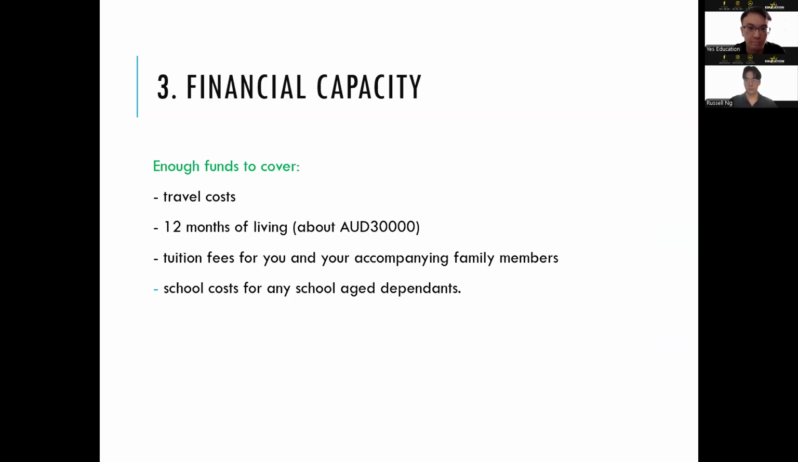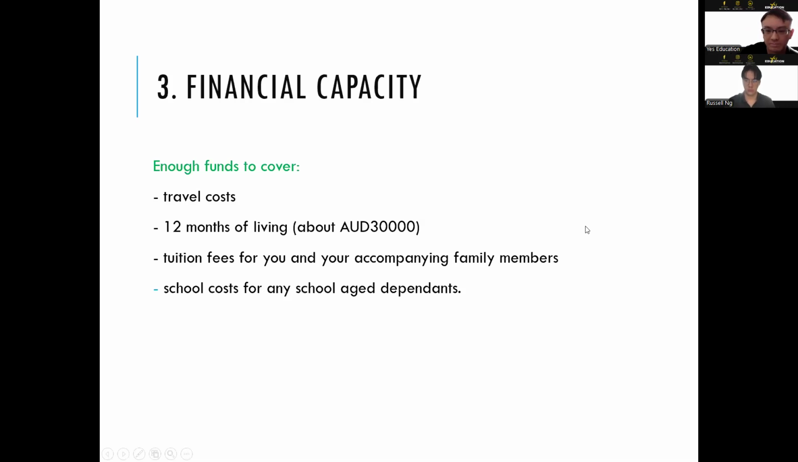And also, if you are bringing children here to Australia while you're studying, although it's very unlikely, if you succeeded, you need to prove that you have the money to pay for your children's education here while you are studying.